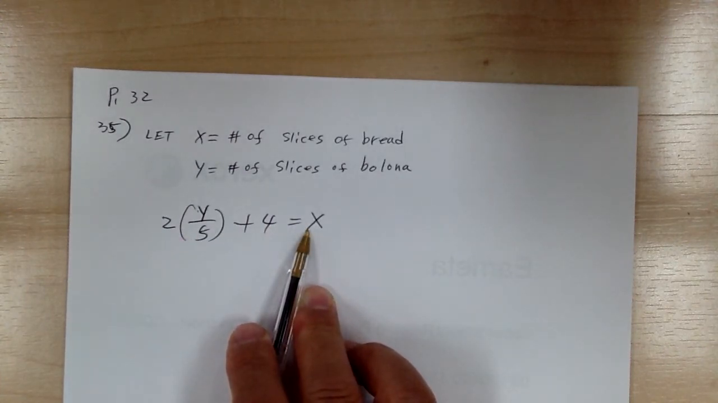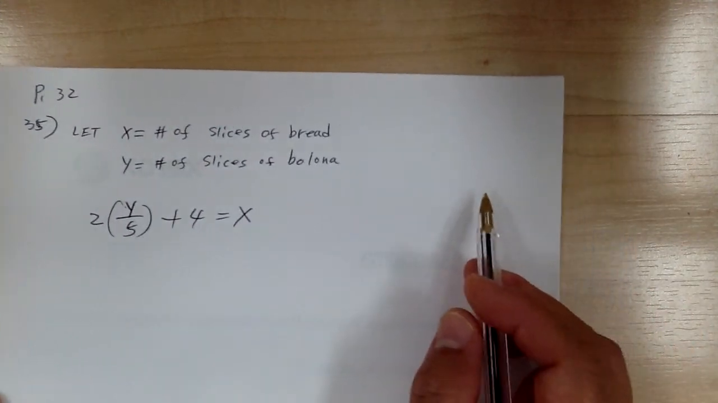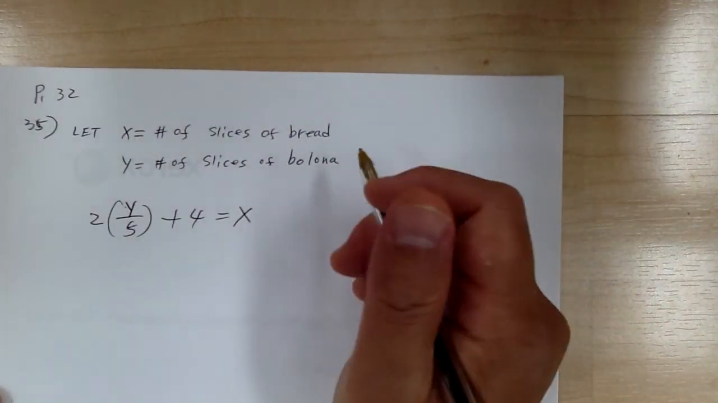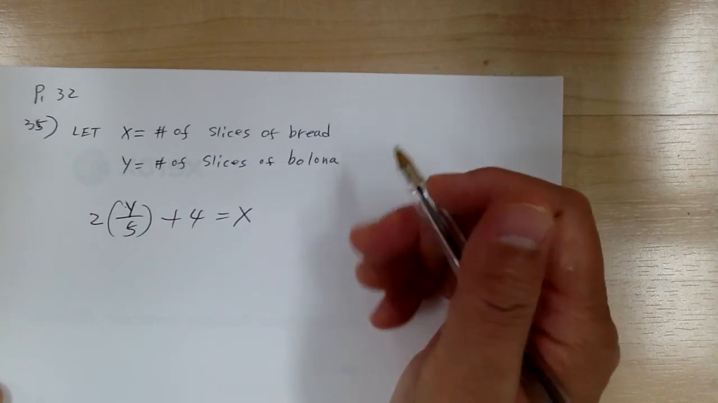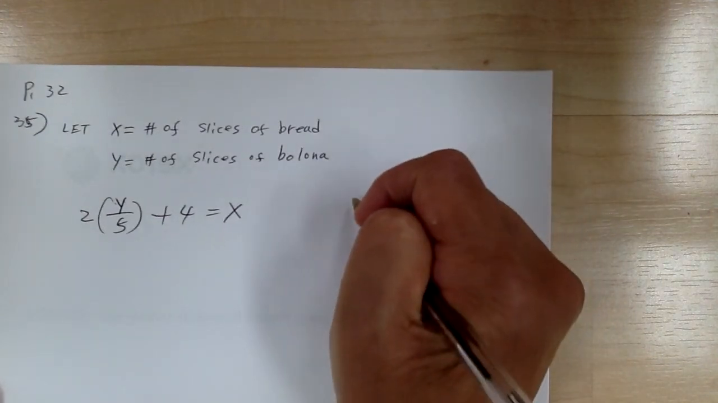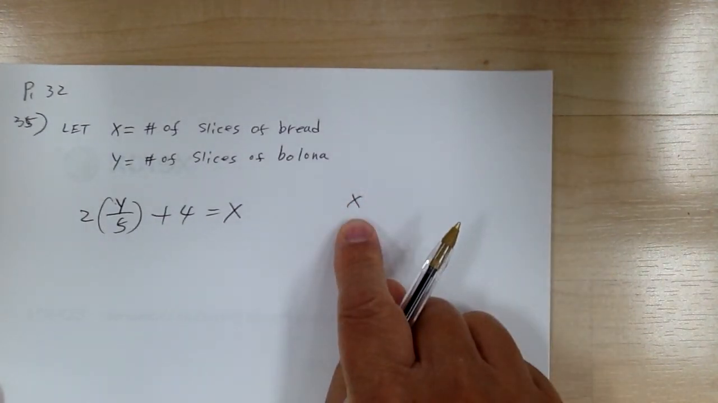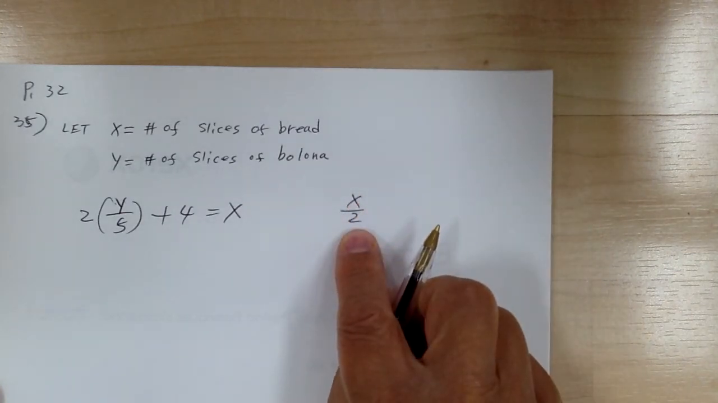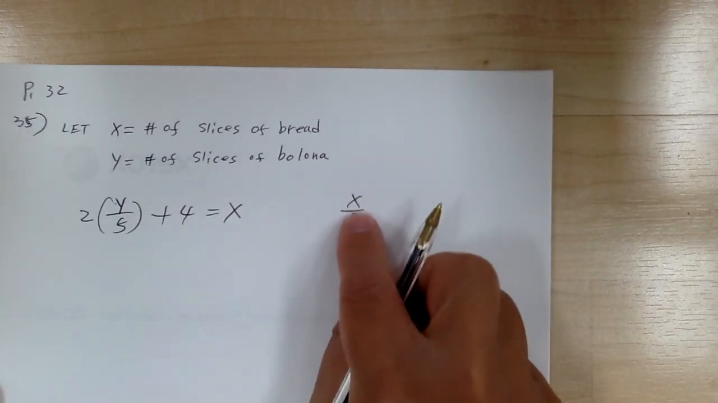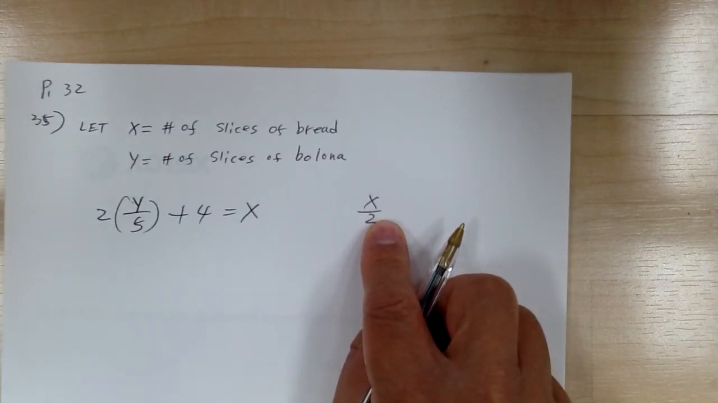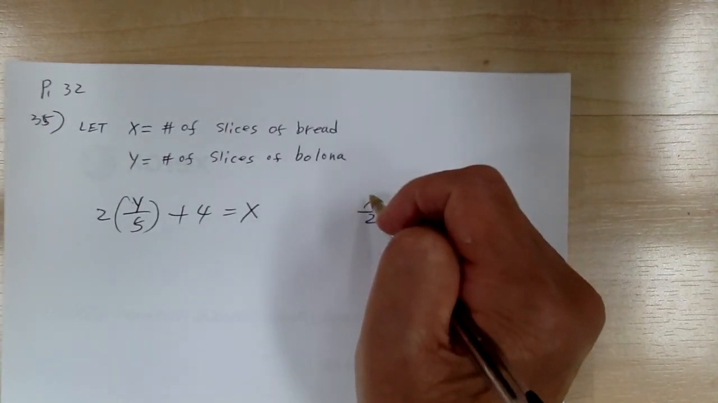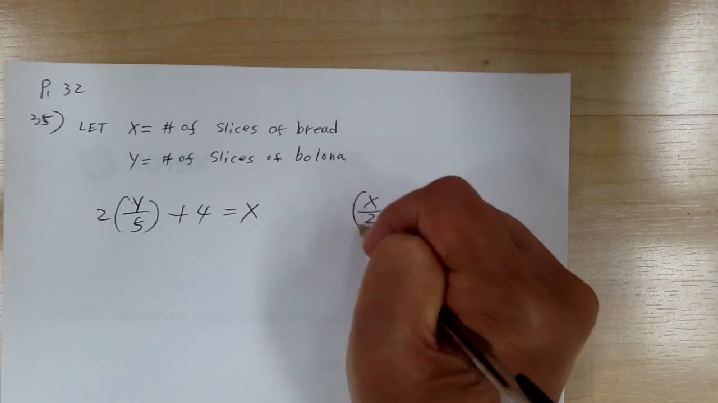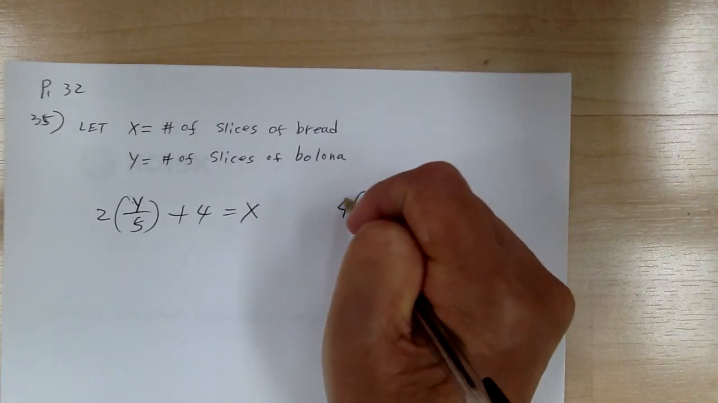Now you're going to do the same thing for the other situation, when the bread comes out exactly and there is bologna left over. Okay, so again, first you start with the number of slices of bread. You divide by 2 because it takes 2 slices of bread to make 1 sandwich. So this would be the number of sandwiches being made. So the number of sandwiches, and each sandwich will have 4 slices of bologna. Okay.